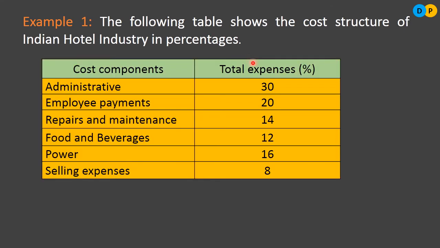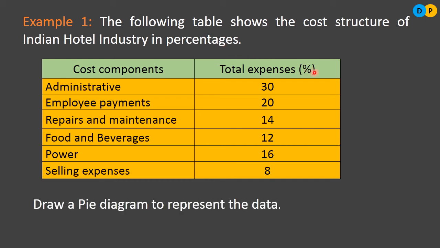Please notice here is a table giving us the information regarding the cost components. For administrative purposes, we are spending around 30%. If the total cost is 100%, then out of 100%, around 30% is spent towards administrative cost, and employee payments, salaries and so on contribute 20%. Repairs and maintenance 14%, food and beverages 12%, power 16%, selling expenses around 8%. So the entire data is represented in terms of percentages.